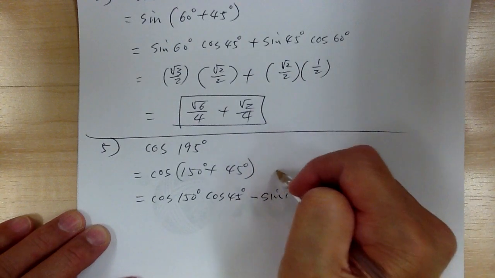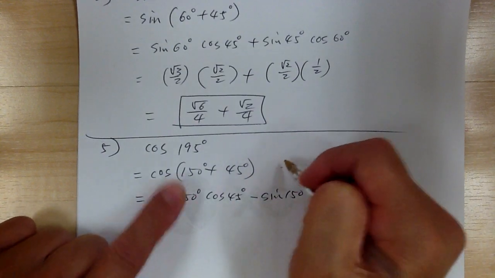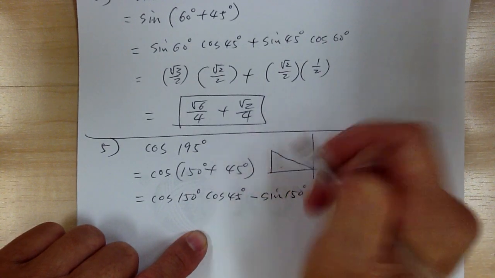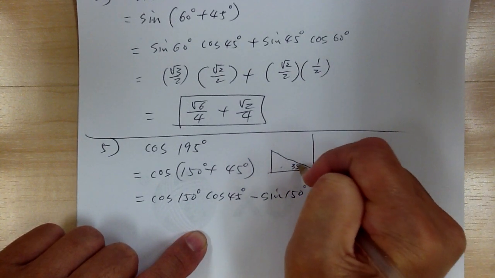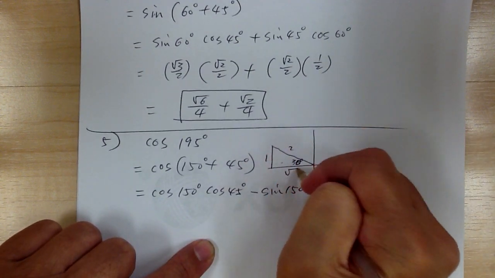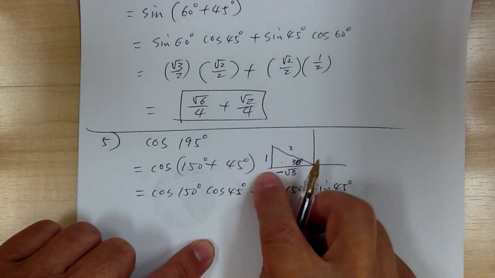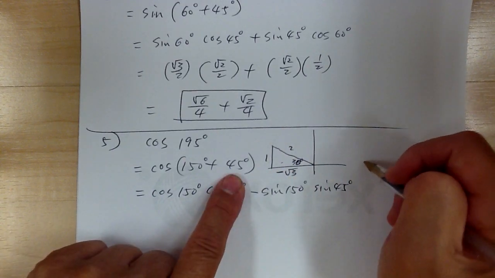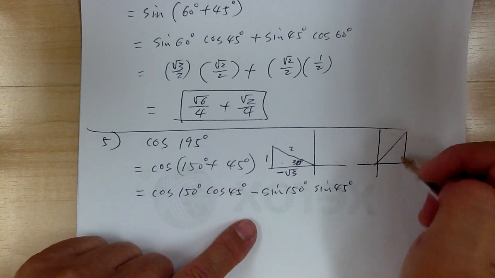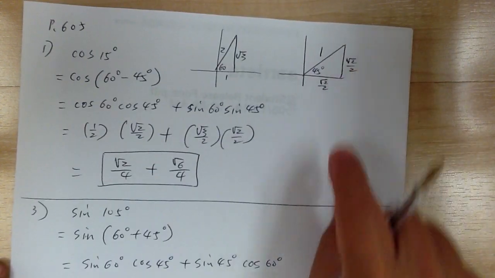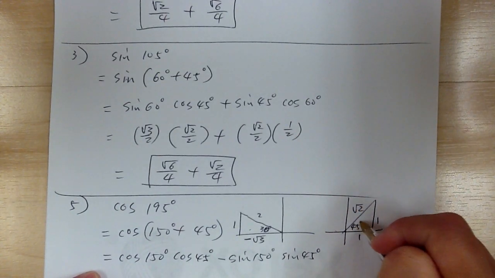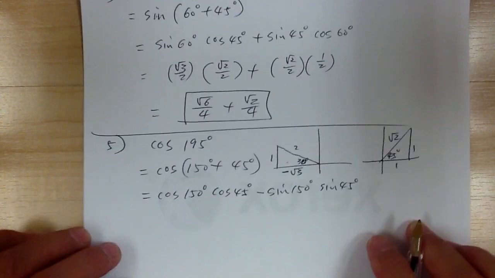So from here, you draw your triangle. So you need to have 150 and 45. So 150 is going to be right over here, which will give you 30 over here. So you're going to get 1, 2, square root of 3, and it's going to be a negative, right? So watch for that. And you need a triangle for the 45, 45. Now, if you don't like the square root of 2 over 2, then you can use 1, 1, square root of 2. So be flexible, but you need to know your special triangles.